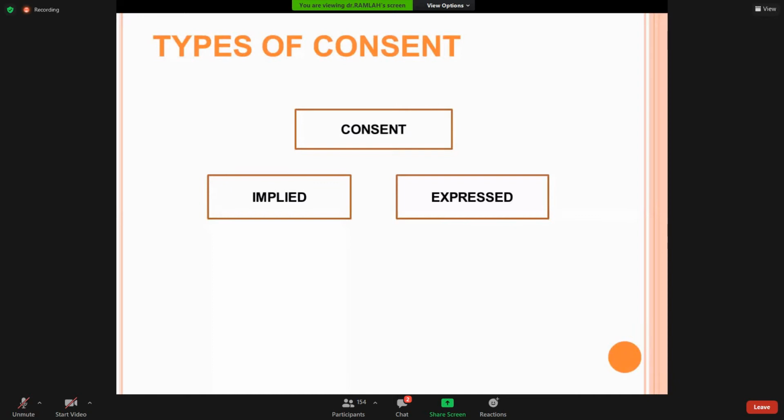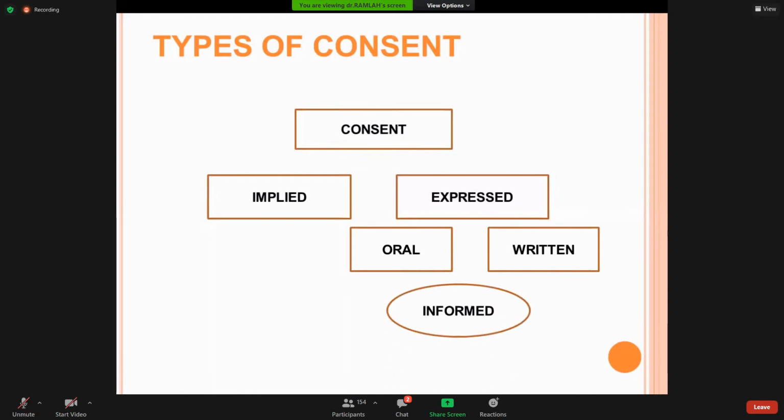Then the expressed consent. Express consent is further divided into oral and written. Then the written is further divided into informed and blanket consent. These are very important things you should know as a clinician, as a practitioner in your future. These are the different types of consent.